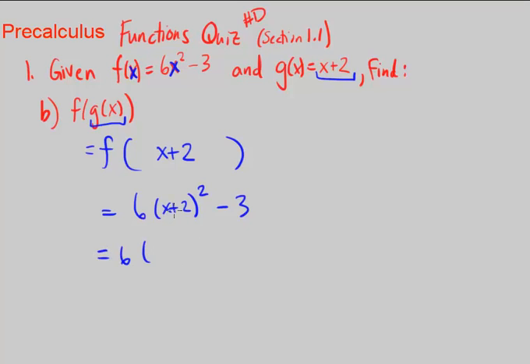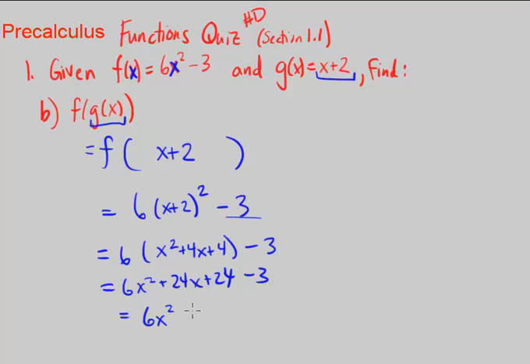So x plus 2 squared is just x plus 2 times x plus 2. We can use the box method again or FOIL to distribute that and get x squared plus 4x plus 4. Don't forget the minus 3. We distribute the 6 across and get 6x squared plus 24x plus 24. Again, don't forget the minus 3. Combining like terms, we get 6x squared plus 24x plus 21. This right here is our answer, and we are done with part B.